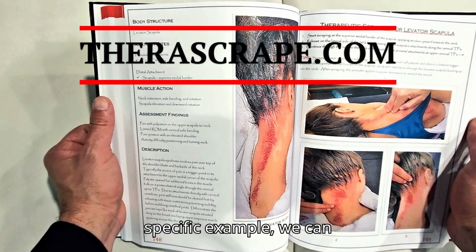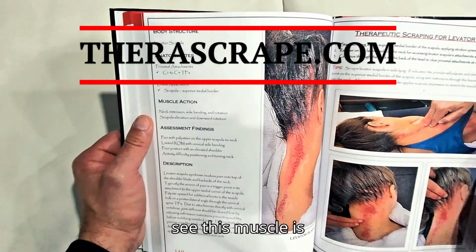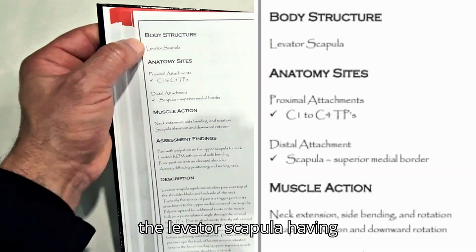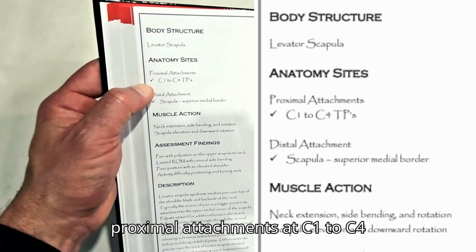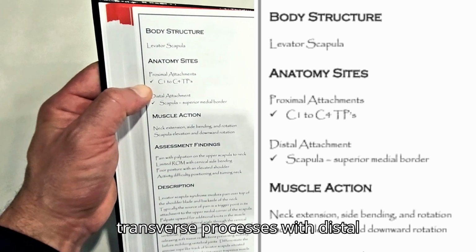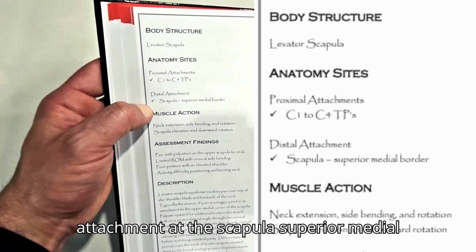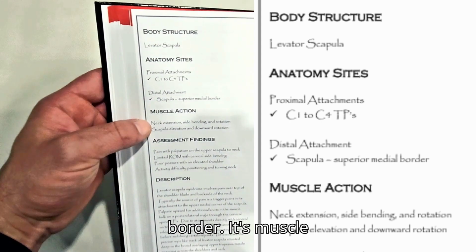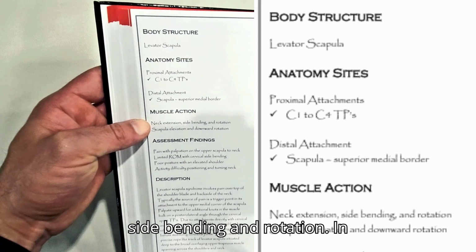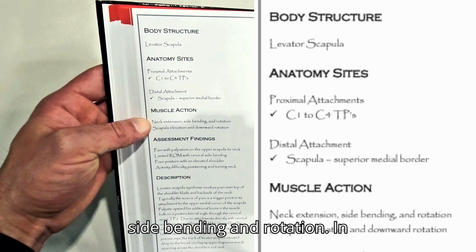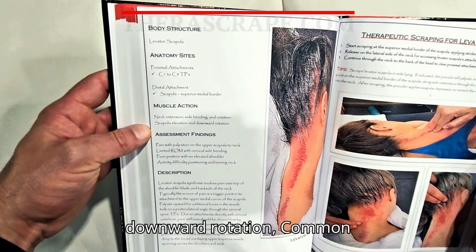If we were to look at a specific example, we can see this muscle is the levator scapula, having proximal attachments at C1 to C4 transverse processes, with distal attachment at the scapula superior medial border. Its muscle action is involved with neck extension, side bending, and rotation, in addition to scapula elevation and downward rotation.